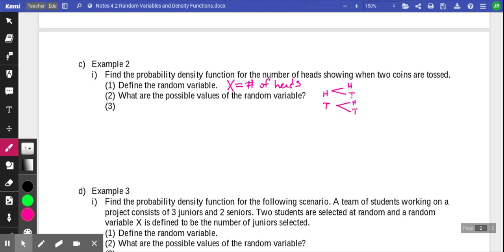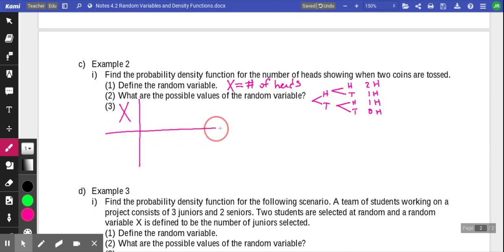So if we go tails, tails, that means that we have 0 heads. We could go tails, heads, which means that we have 1 head. We could go heads, tails, which means that we have 1 head. Or we have heads, heads, which means that there are 2 heads. So once again, our possible values for our random variable are 0, 1, or 2.